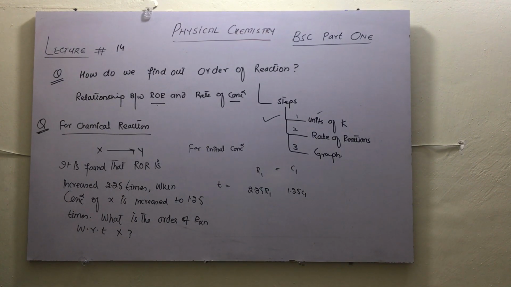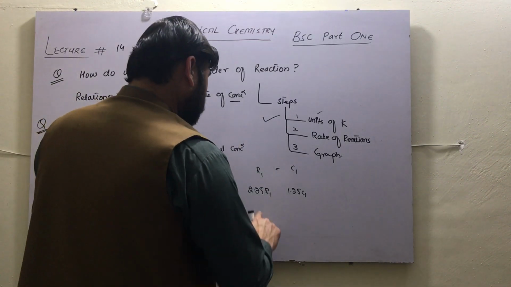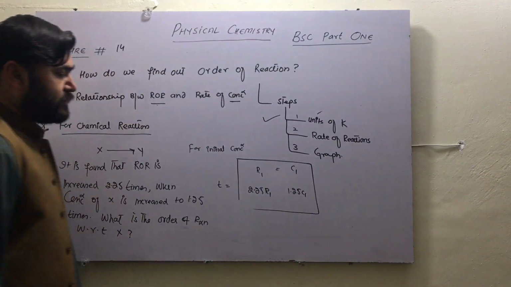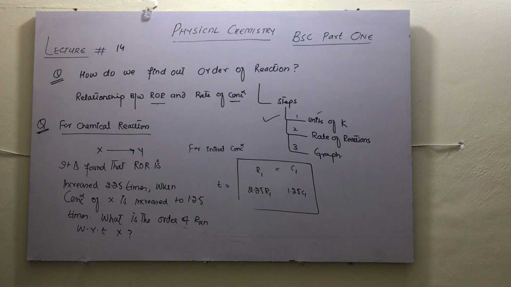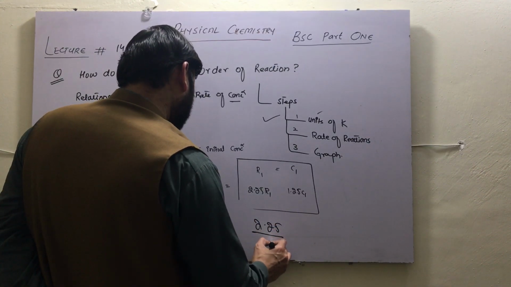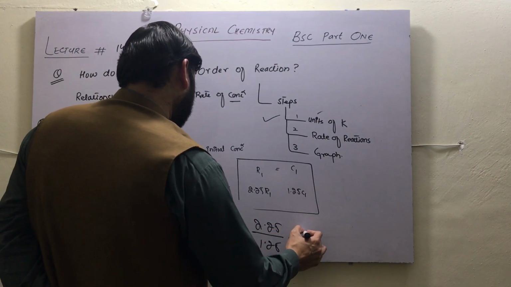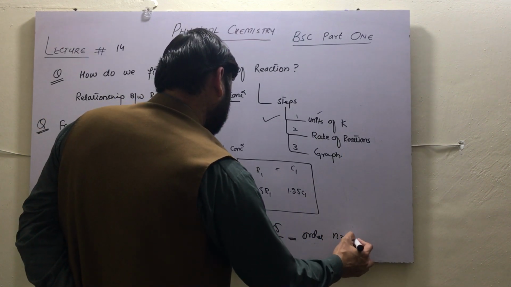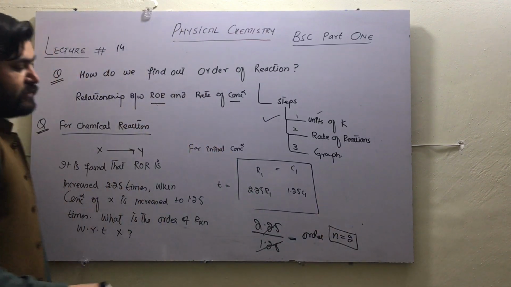We are going to compare it. This is very easy, and this is the best way. Whenever you compare, you can find out the order of reaction. Simply divide 2.25 by 1.25, and you will get the order of reaction. N will be 2. This is the easiest way.